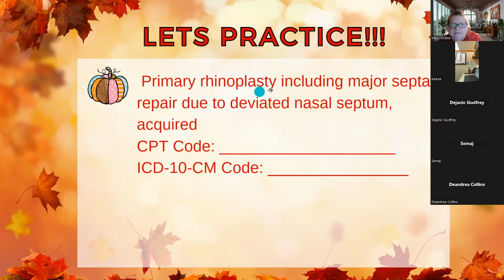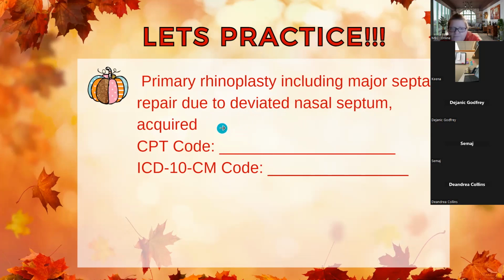All right. So primary rhinoplasty is going to be our procedure. That is what was done for the patient, right? Including major septal repair due to a deviated nasal septum. So that means our ICD-10 code, what was wrong with that patient, was a deviated nasal septum. And due to is kind of one of those phrases to look for. That's going to let you know about your keywords too. This is what we did because of. Due to is the same as because of a deviated nasal septum.